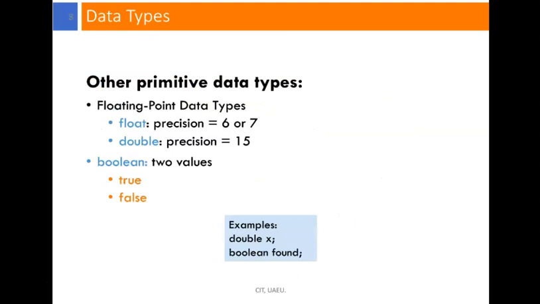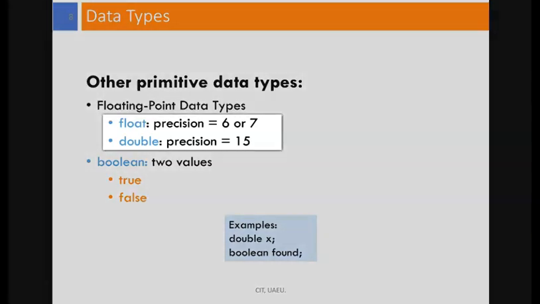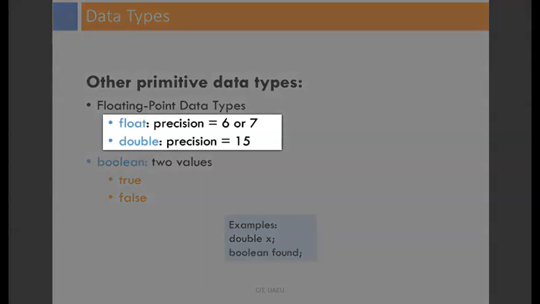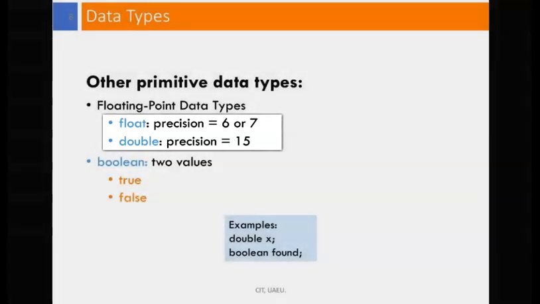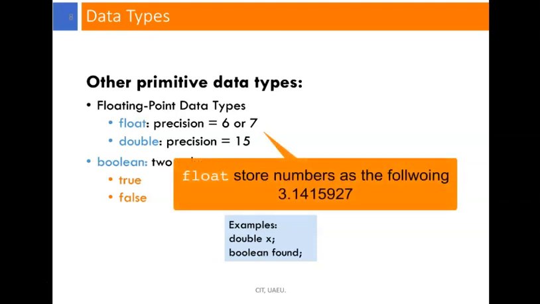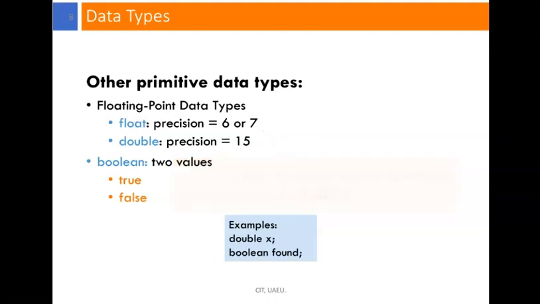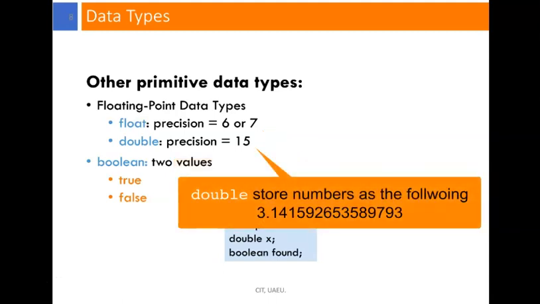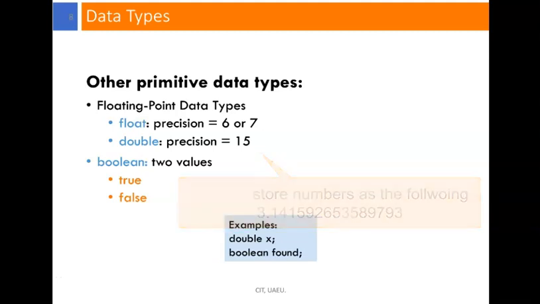We also have the floating point data types. These allow us to store numbers that have fractions. And we have two floating point data types, float and double. Now the difference between them is the amount of memory allocated to them. And as a result, they allow different precision. So for float, it allows a precision of 6 to 7 floating point, like this. And the double has more memory, so we can have more precision, up to 15 decimal points.